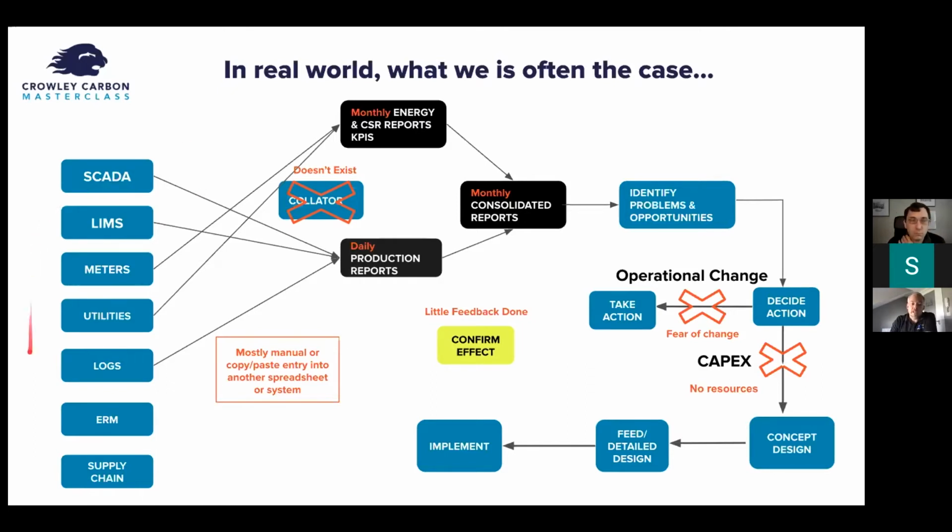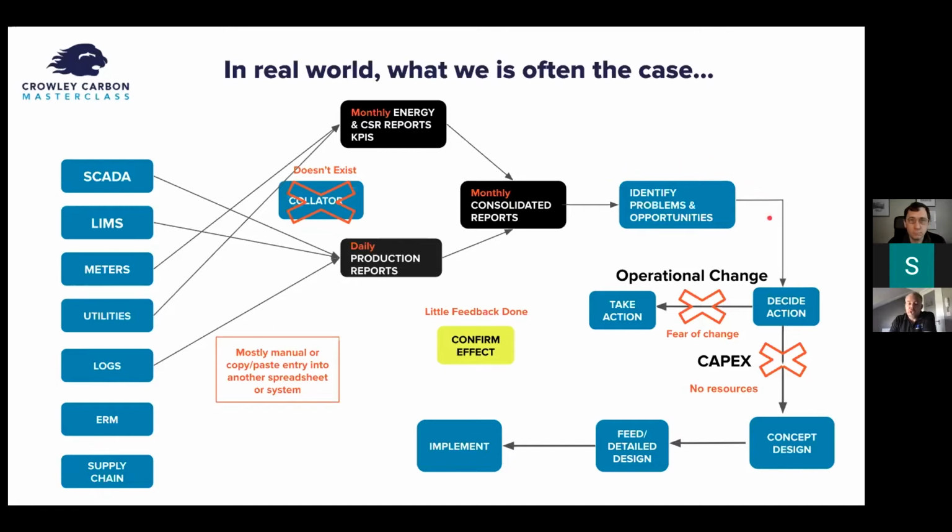The collection of data is not digital. It's a lot of manual copying and pasting into spreadsheets and so on, and the reports are, again, disparate. Once the consolidated reports come out, the issues with the data collection at the start are then amplified in terms of time scale and quality coming through.